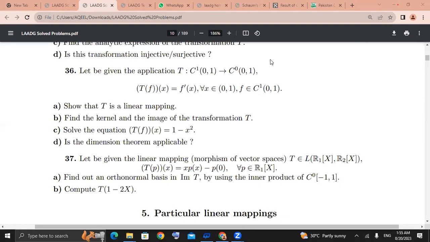Okay, we have to show this is a linear mapping, and then find the kernel and image, and then we have to solve this equation, and then check whether the rank-nullity theorem, the dimension theorem, is applicable or not. First of all, you have to understand what this C1 of [0,1] means. This C1 of [0,1] means the space of all functions which are differentiable.